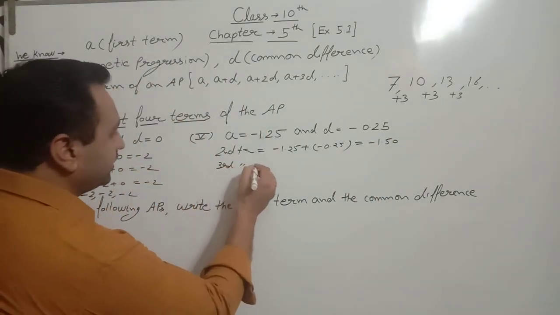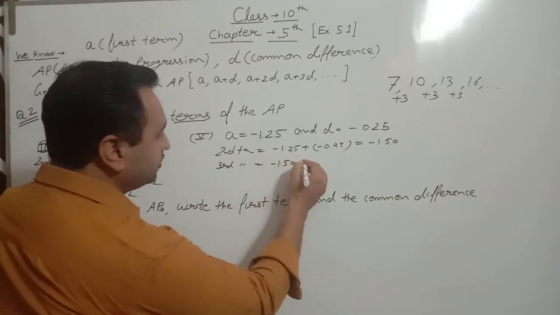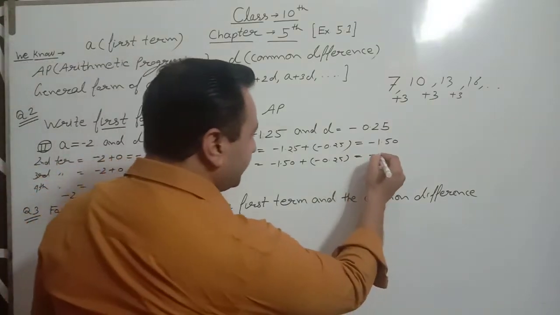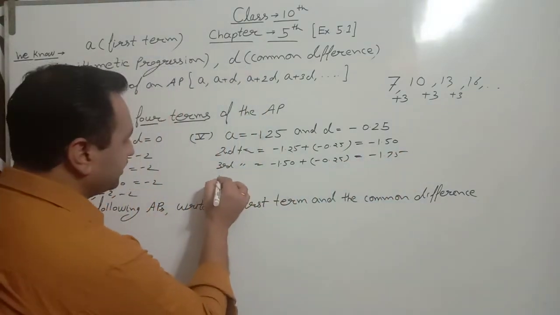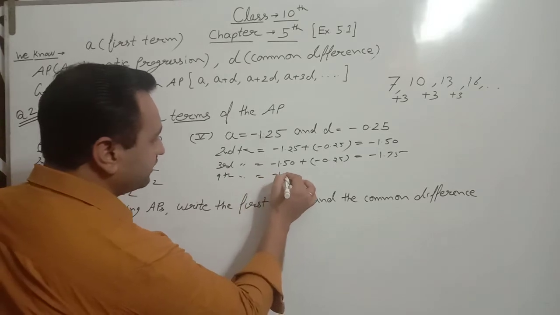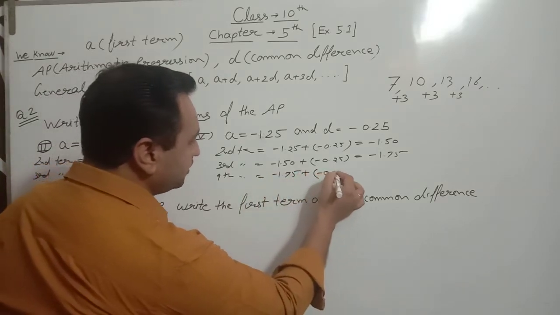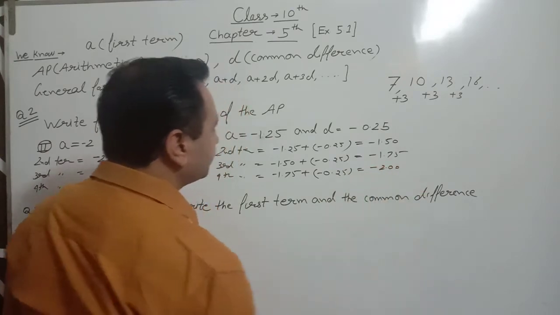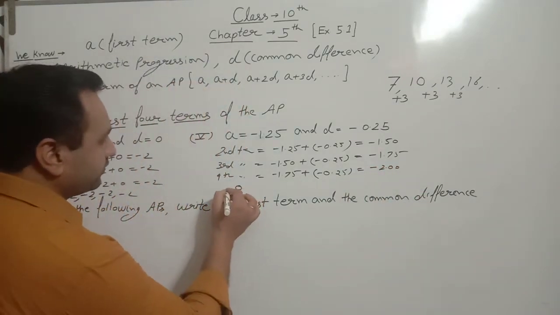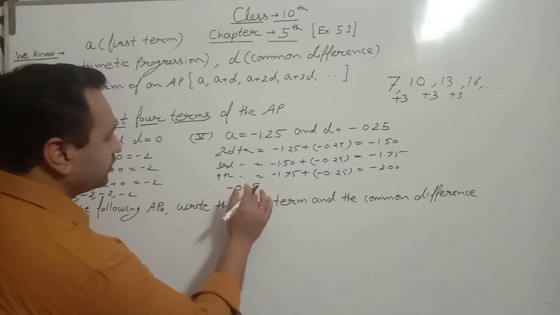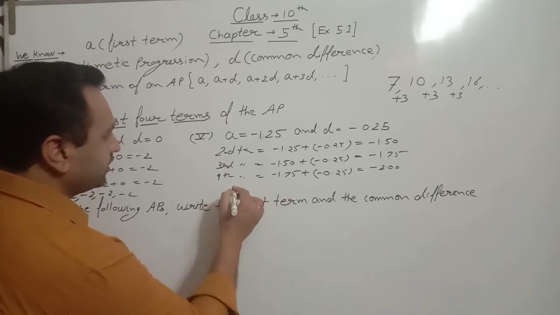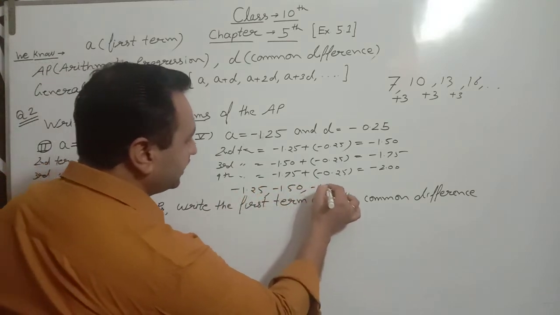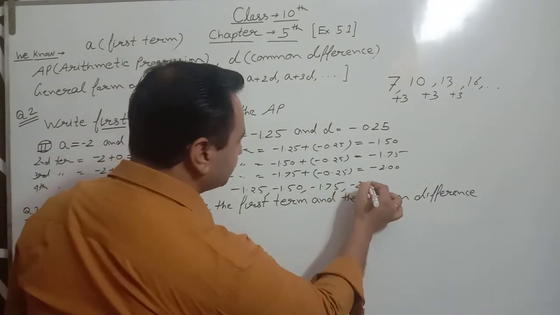Now we have to write the third term: -1.50 plus -0.25, and the value is -1.75. And the fourth term: -1.75 plus -0.25, and the value is -2.00. So the first 4 terms are -1.25, -1.50, -1.75, -2.00.